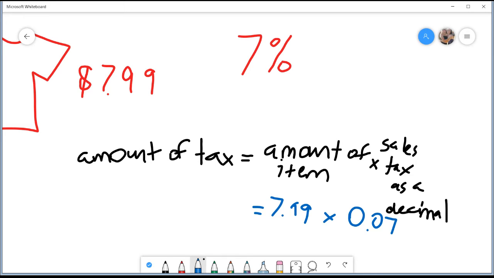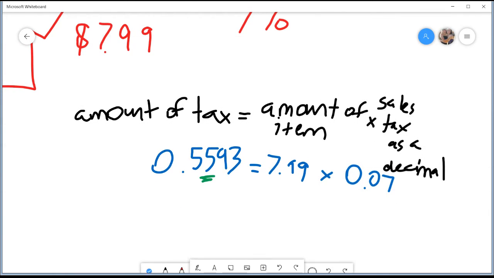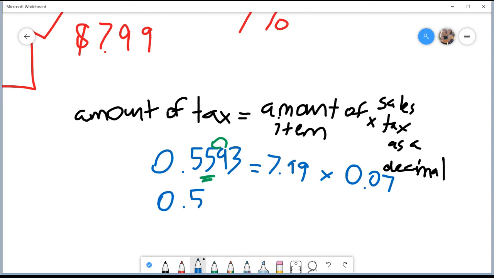I'm going to get out my calculator and multiply those together. That gave me 0.5593. When you're dealing with money, you're going to want to round to the nearest hundredth. The hundredth place, remember, is 2 away. So that makes this the hundredth place. Since the number right next to it, the 9, is greater than or equal to 5, we are going to round the sales tax up to 56 cents.